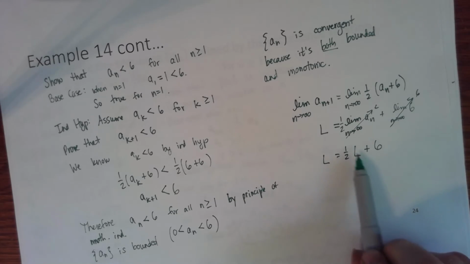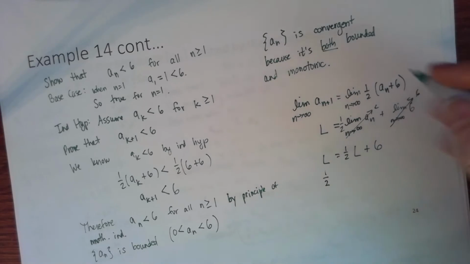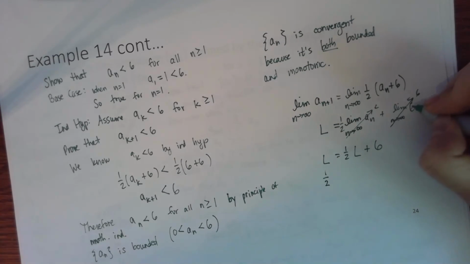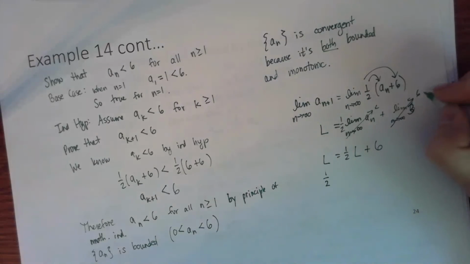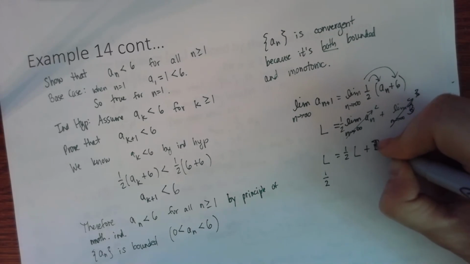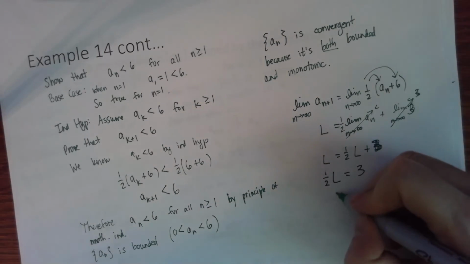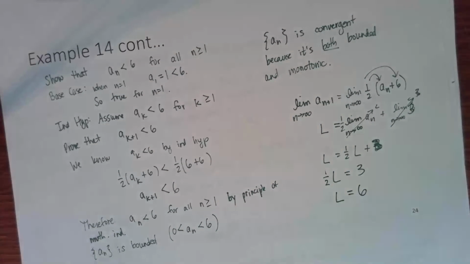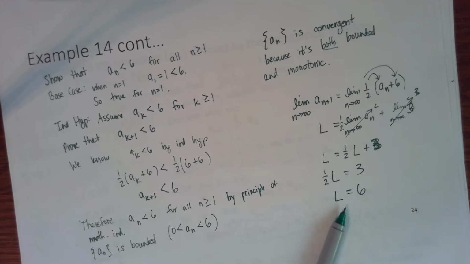If I subtract 1/2 L from both sides, I get 1/2 L. Oops, I forgot to distribute. This should have been a 3, because 1/2 of 6 is 3. So this will be 1/2 L equals 3, multiply both sides by 2, and I get L equals 6. So not only is it bounded above by 6, but that is actually its limit as well.